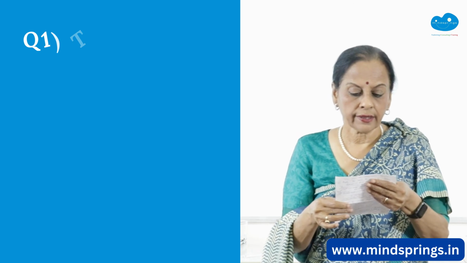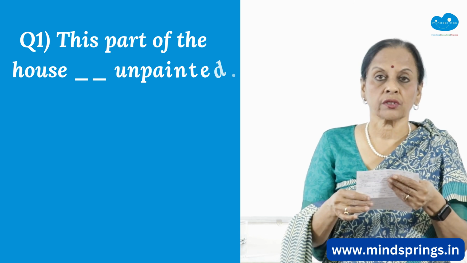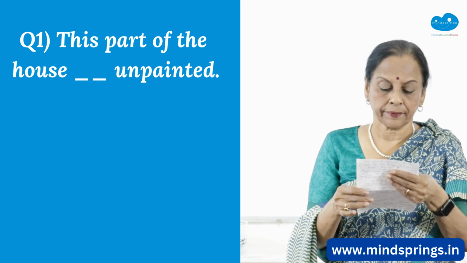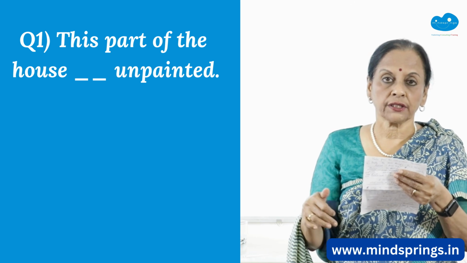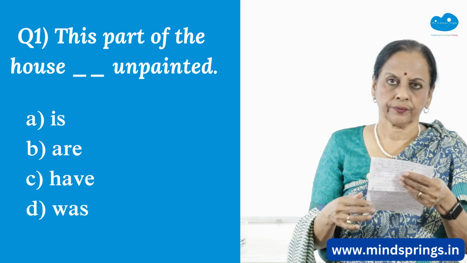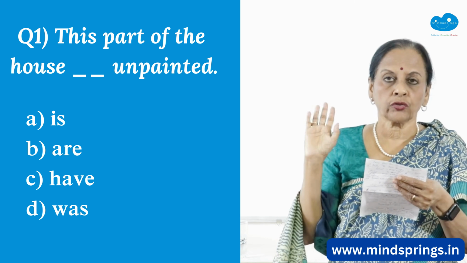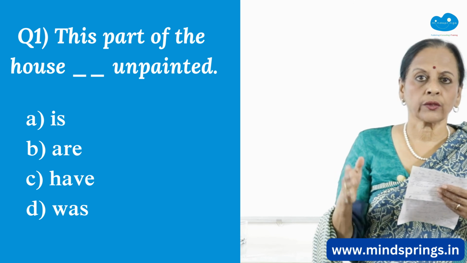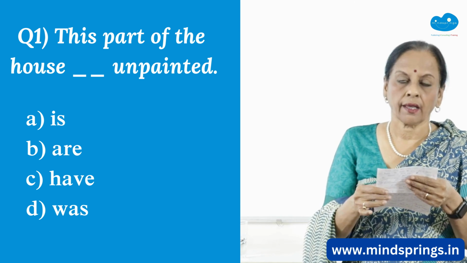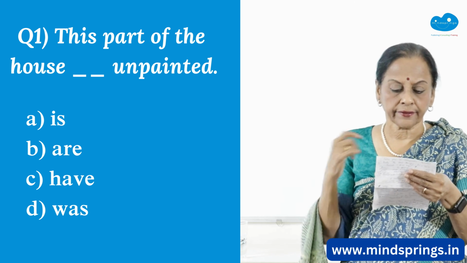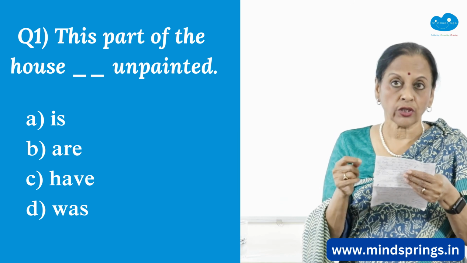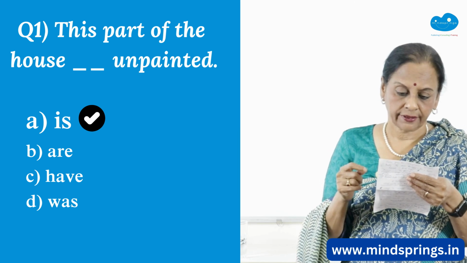So the first one is: this part of the house dash unpainted, and the options are is, are, have, was. So you might want to take a look at it, stop the video, fill the option and then come back, start it again. If you got the answer is, which is a singular form, it is correct.